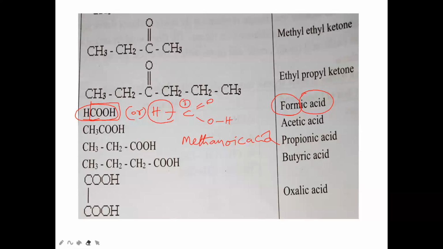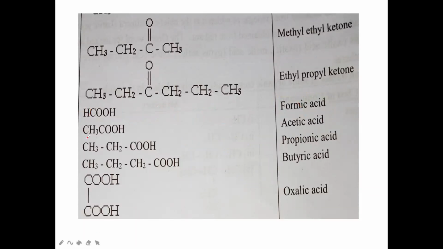Next molecule, what is there? CH3COOH. In this CH3COOH, how many carbon atoms are there totally? 2 carbon atoms. 2 carbon atoms indicates what? First, you expand this one here. If you expand this one, how to write now? Tell me. The same structure, how to write? CH3 bond COOH. This is CH3 bond COOH.